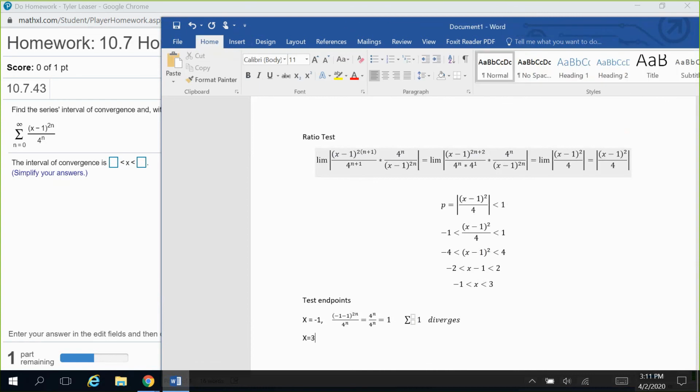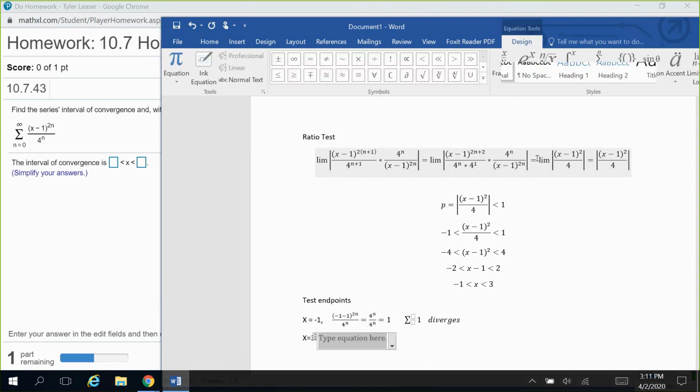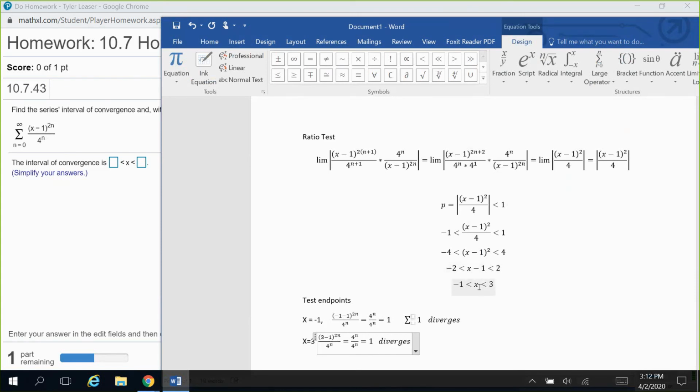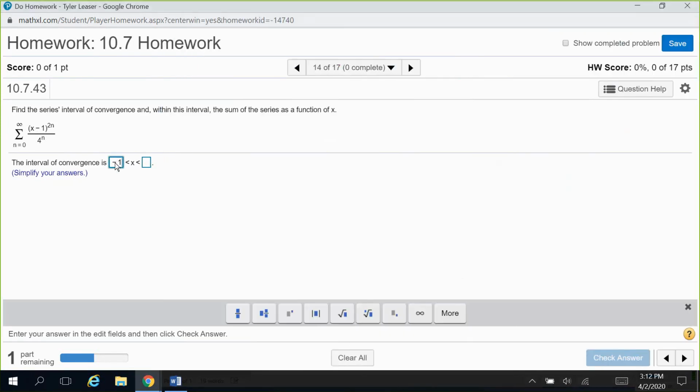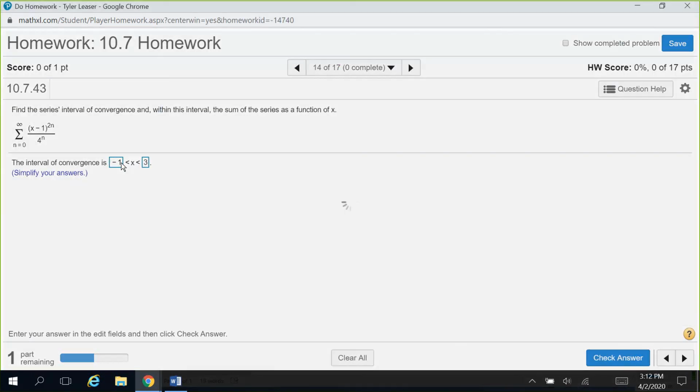We'd have to test the other endpoint, x to be 3. So if we plug x to be 3 into the original series here, we would have (3 minus 1) to the 2n all divided by 4 to the n. That's going to be 2 to the 2n, which is the same thing as 4 to the n divided by 4 to the n again, which is the same thing as we just had up there. So this also diverges, which means that this interval as is going to be the answer here. Our interval of convergence is between -1 and 3.